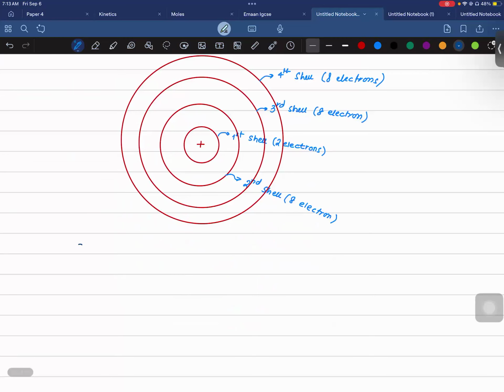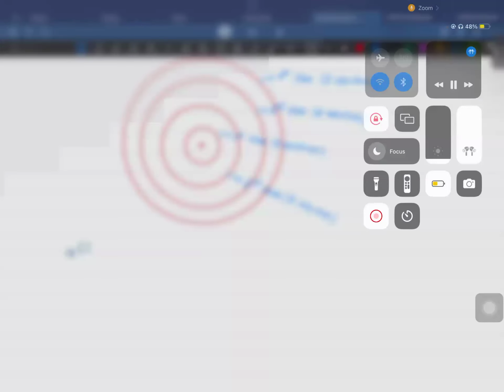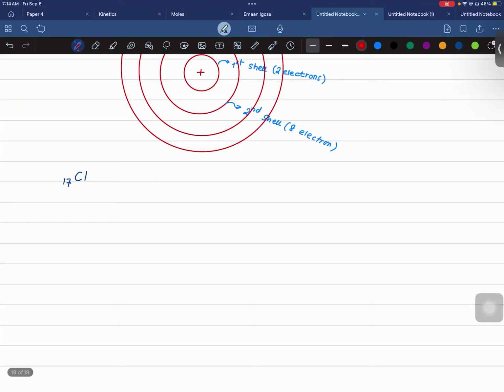Let's suppose chlorine, whose proton number is 17. That means chlorine has 17 electrons and 17 protons. When you draw the structure of an atom, obviously in the nucleus of chlorine there are 17 protons. Protons live in the nucleus and have a positive charge. So I would start over here: this is 17 protons, this is the nucleus.